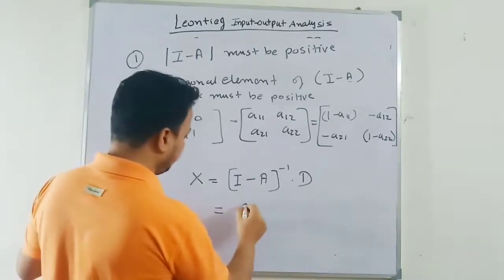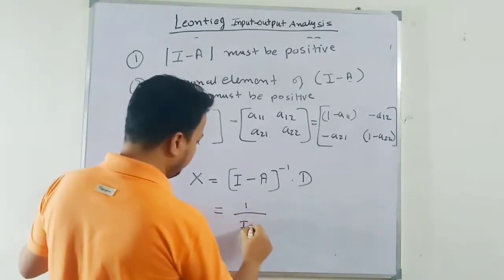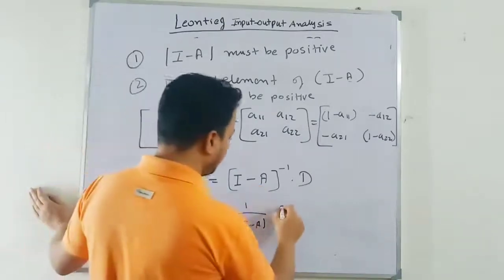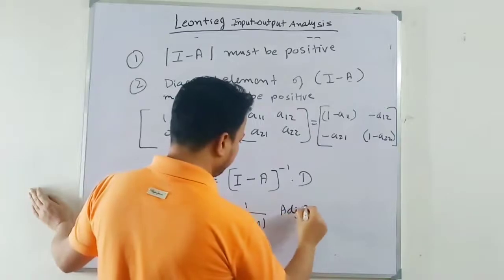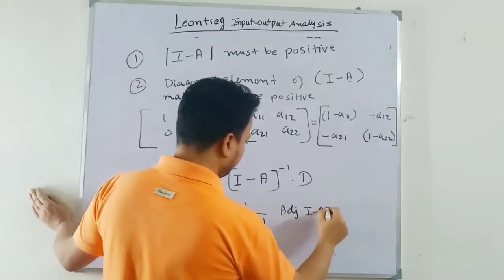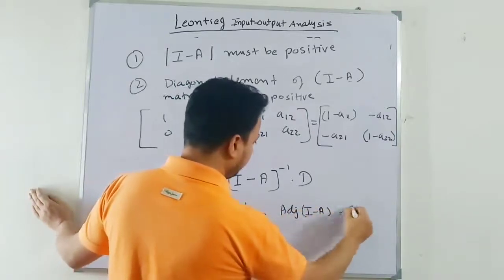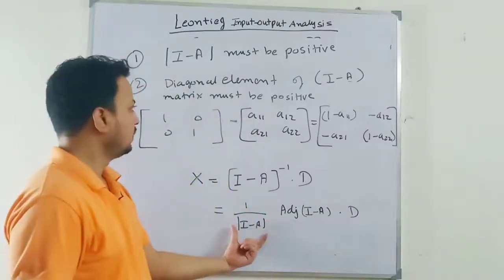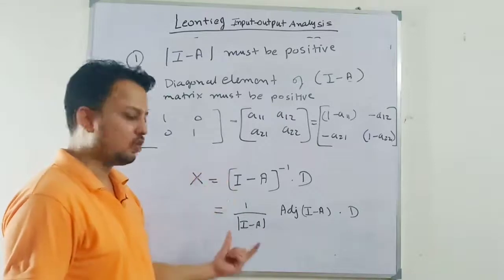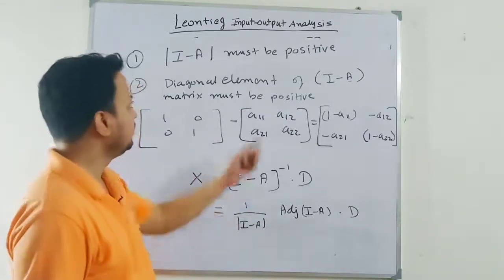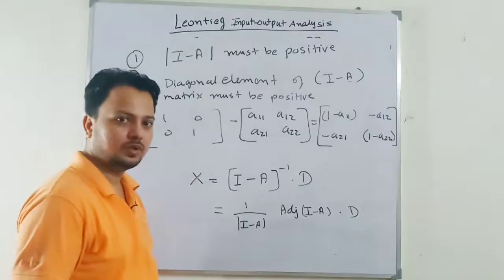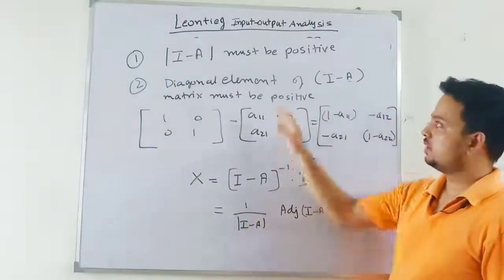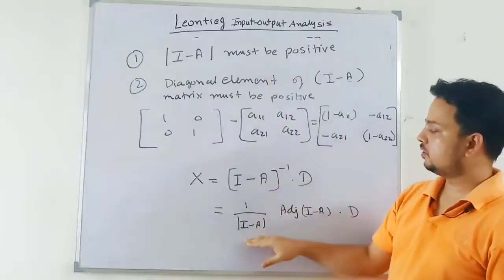This is 1 over the determinant of this matrix, times the adjoint of this matrix, multiplied by D. Because we are talking about output, the determinant must be positive. This is the first condition that needs to be satisfied.